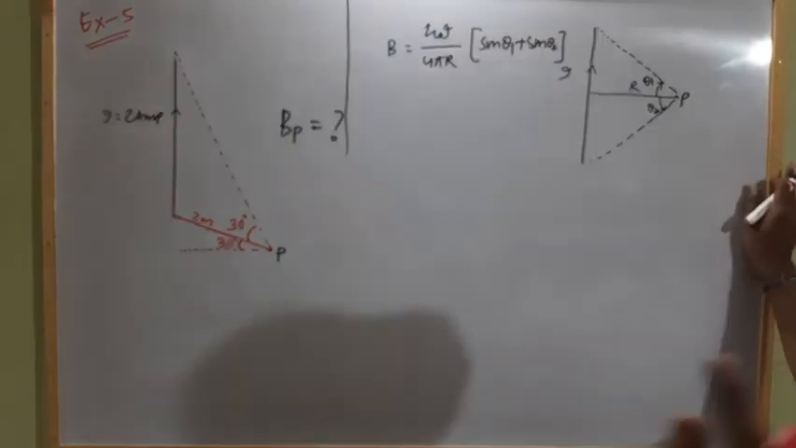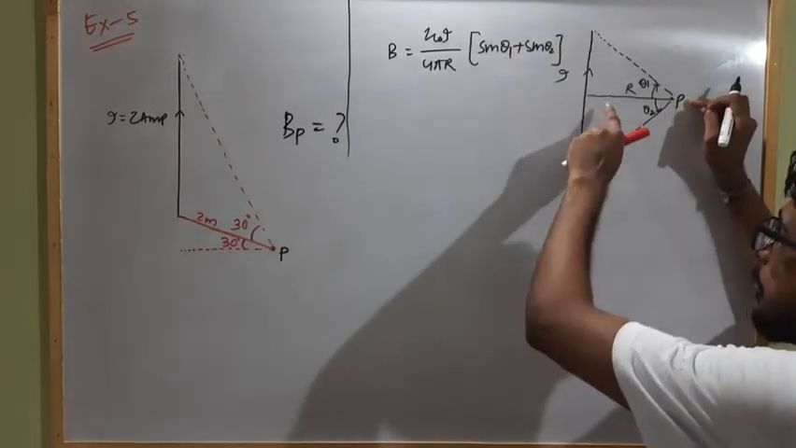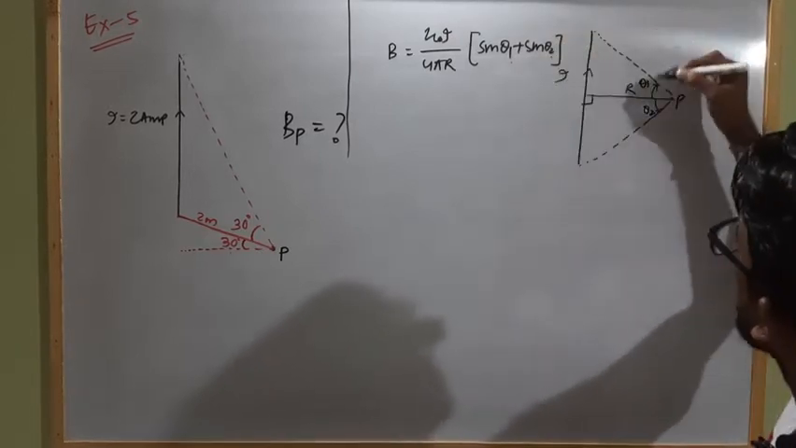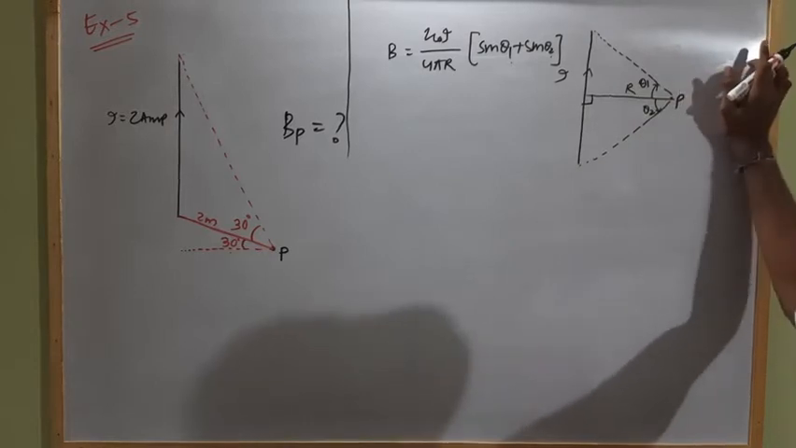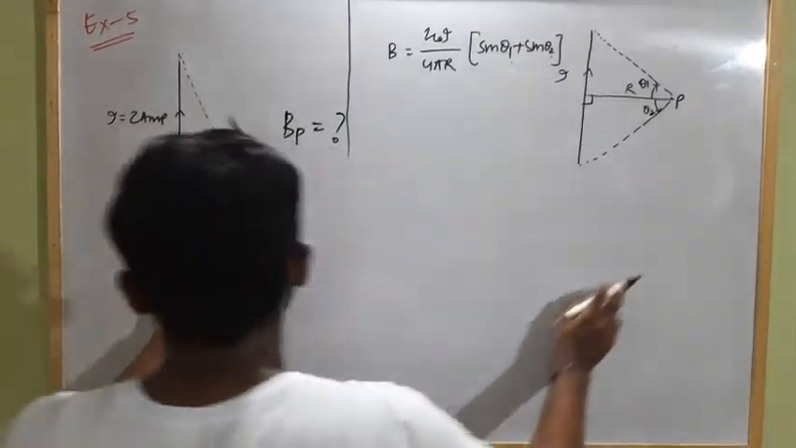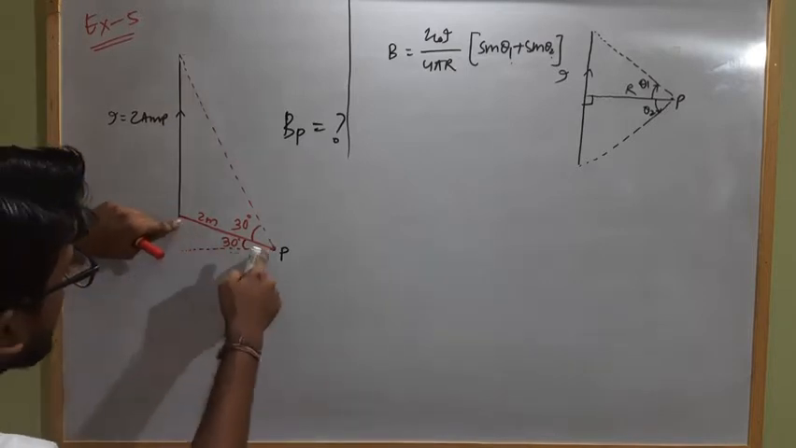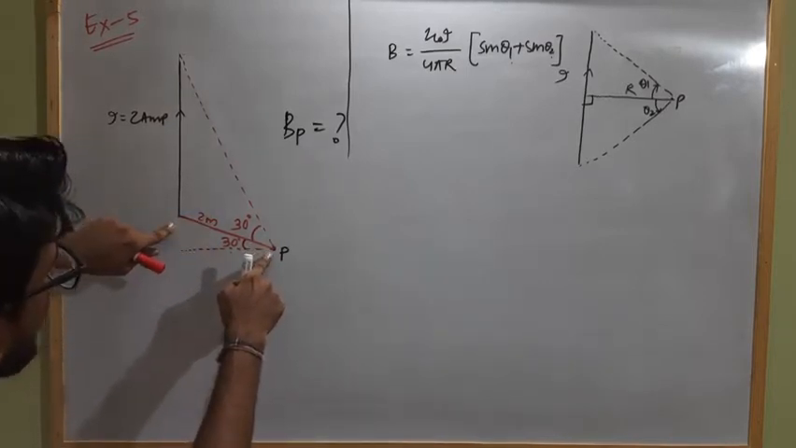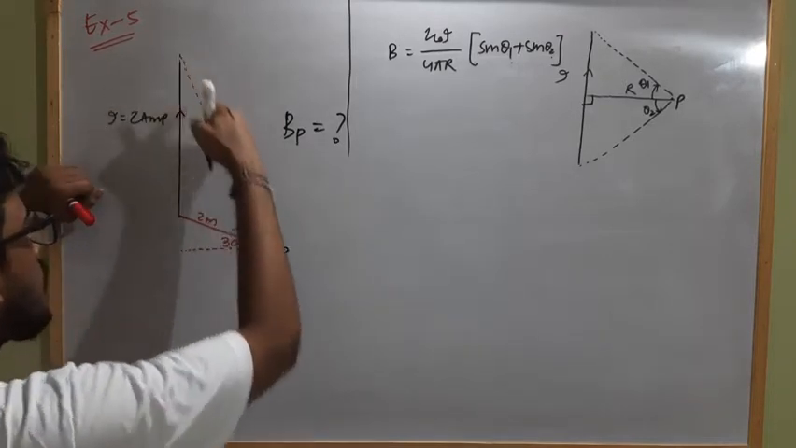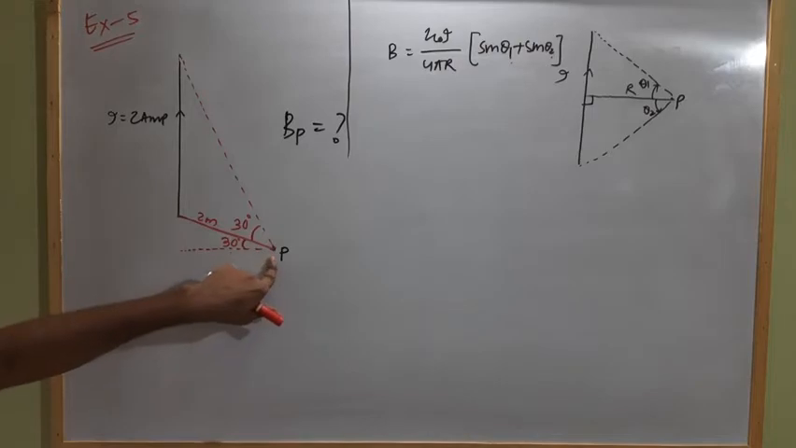Clear? This is the expression for magnetic field strength at the point of observation P, where R is the perpendicular distance from this long straight current carrying conductor, and theta 1 and theta 2 are the angles made by the two ends of the conductor with respect to this perpendicular distance. But in this case, this is a long straight current carrying conductor, but one end is at a distance of 2 meters from the point of observation, which makes an angle 30 with the horizontal, and the other end of the conductor makes an angle 30 with this line. Then what will be the value of magnetic field strength at this point P?